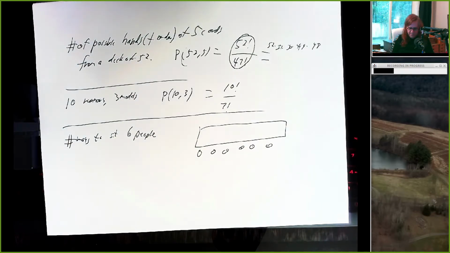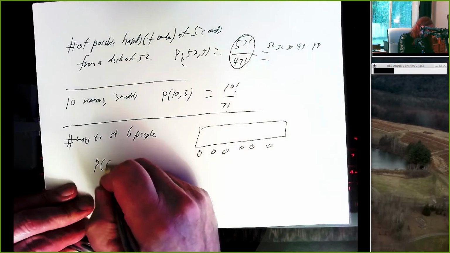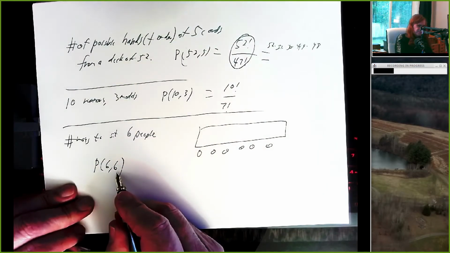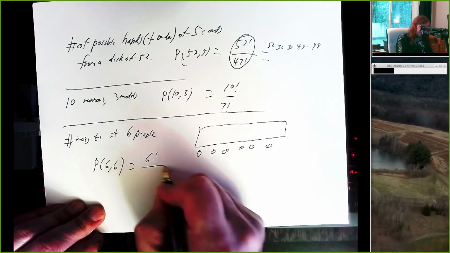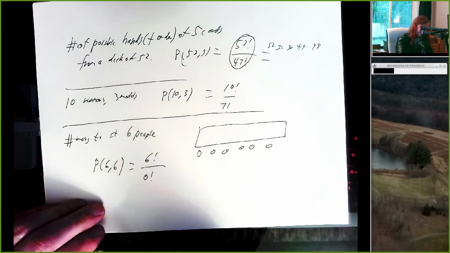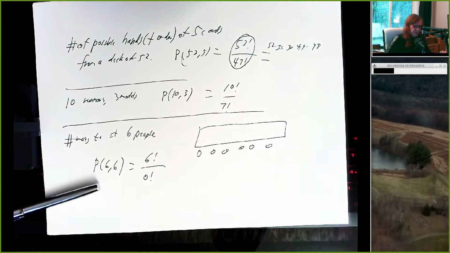That'd just be the number of 6 arrangements of 6 objects, which will be 6 factorial over 0 factorial. So what is 0 factorial, by the way? 1. Yeah, 0 factorial is 1.